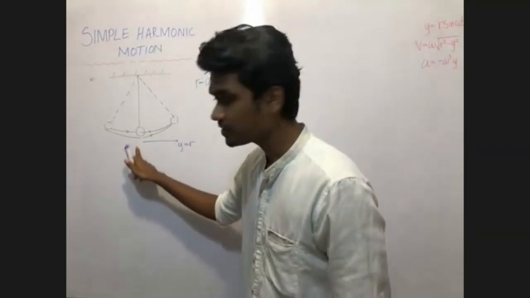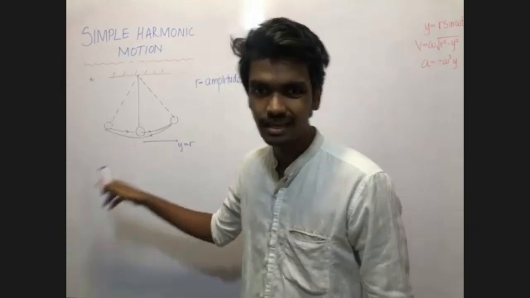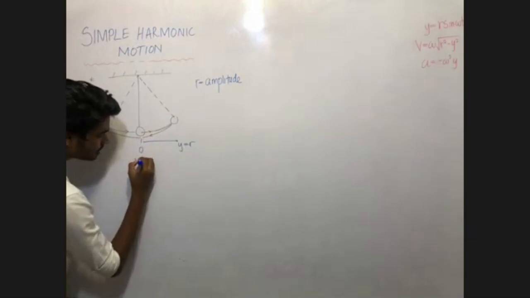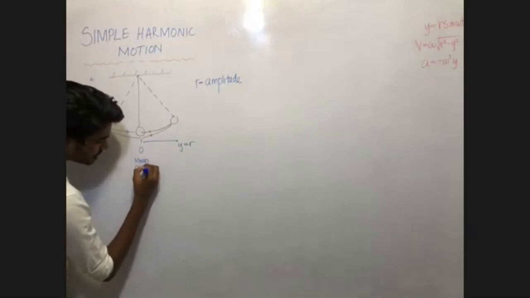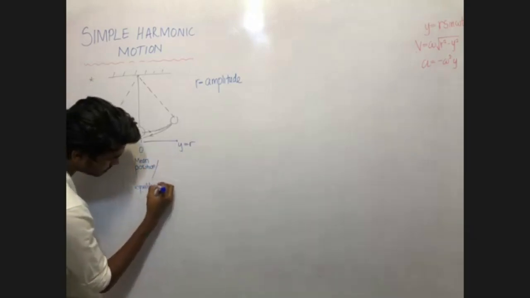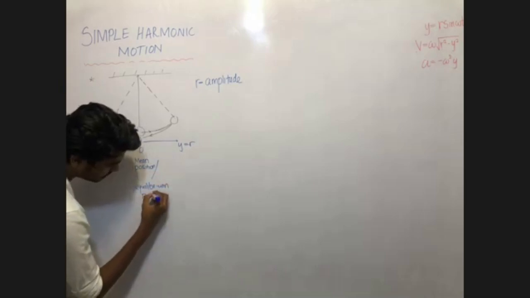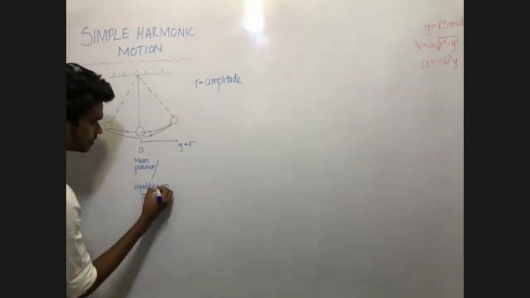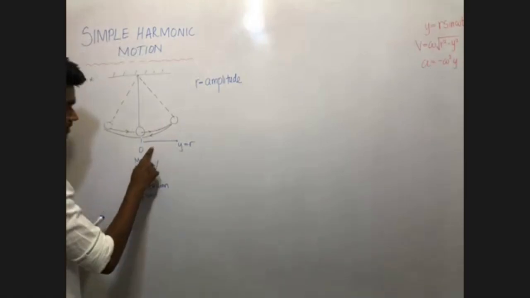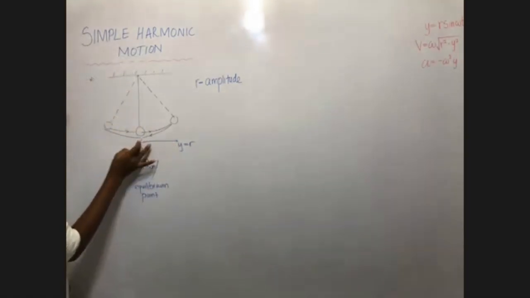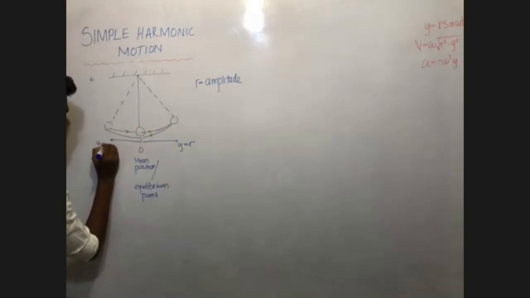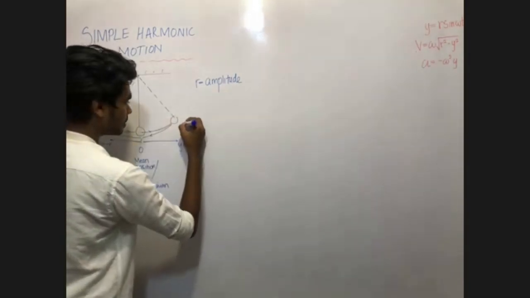And this origin, we call this the mean position, all right? Mean position slash equilibrium point. Remember, mean position or equilibrium point. If this is y equals plus R, when it moves to the opposite direction, y at this location is y equals minus R.